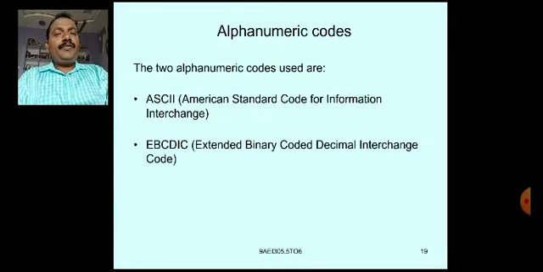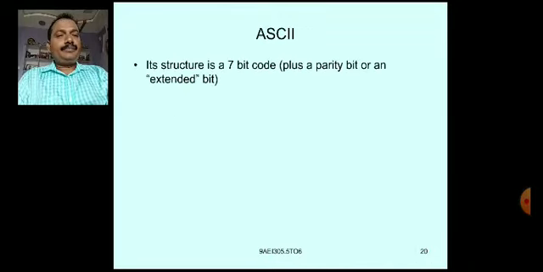There are two types of alphanumeric codes available to us. One is ASCII code, another one is EBCDIC code. ASCII is the American Standard Code for Information Interchange. EBCDIC is the Extended Binary Coded Decimal Interchange Code. So ASCII is the famous code which will be used in computers.